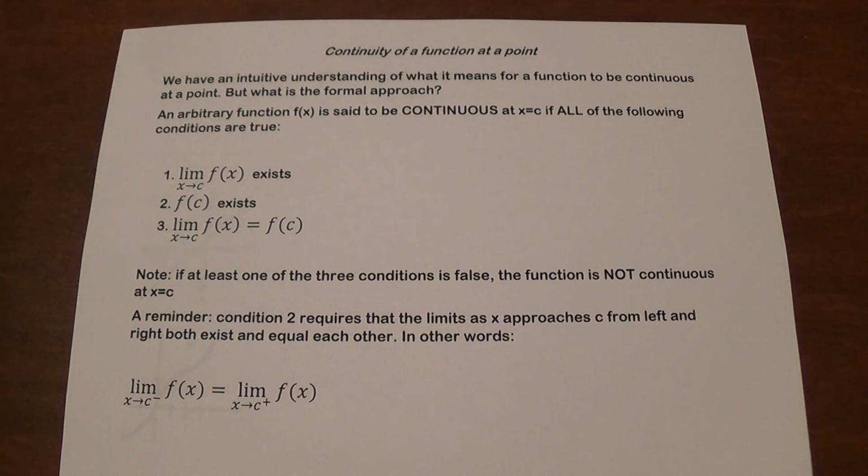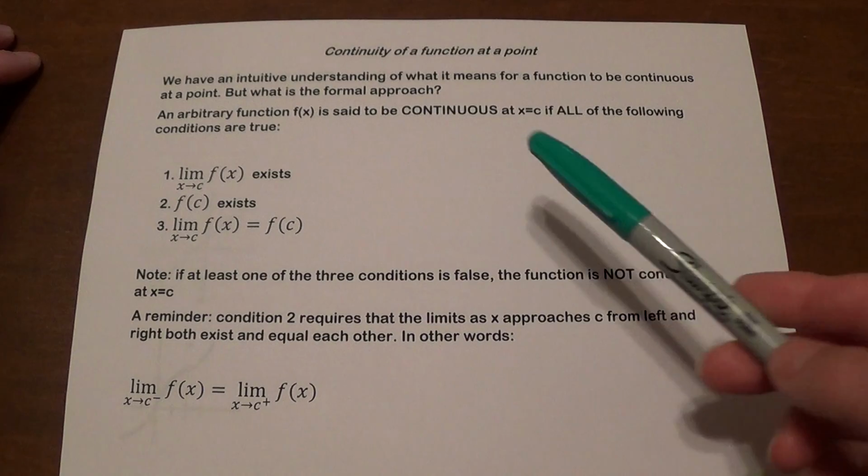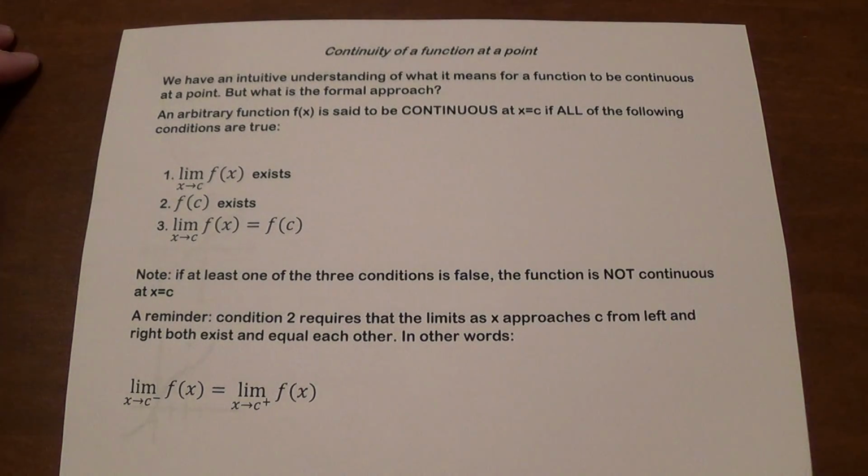So if you consider an arbitrary function f of x, it's going to be continuous at some point c when all three conditions are met. First of all, the limit of f of x at x equals c must exist. The function must be defined at c, and the third condition, which ties it all together, is that the limit and the function are going to equal each other. Please keep in mind that all three conditions must be met. If at least one of them fails, the function is not going to be continuous at c.